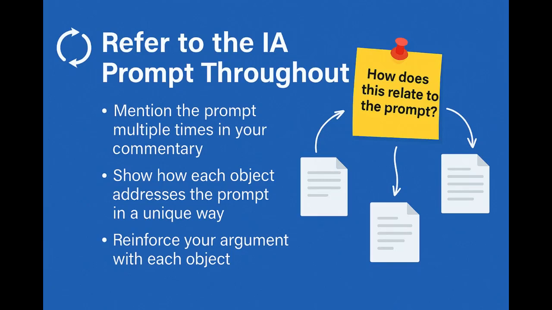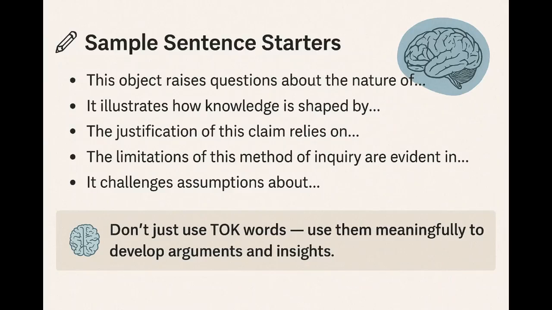And make sure you keep referring to the IA prompt throughout your commentary. Use it as an anchor. Revisit it explicitly in each paragraph because this shows both focus and relevance. You might want to use phrases like, "This object reveals a limitation in how we determine adequacy of evidence," or, "The prompt's emphasis on ethical boundaries is illustrated by," or maybe, "When viewed through the lens of this question, the object challenges the assumption that."